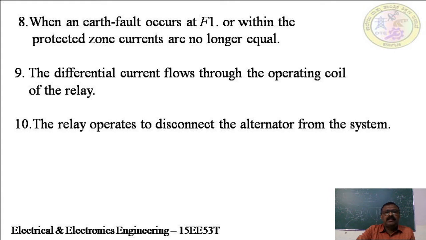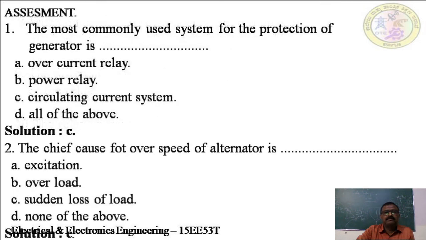Next, when an earth fault occurs at F1, where F1 is within the protected zone, now the currents entering and leaving are no longer equal. The differential current flows through the relay operating coil. Whenever the differential current flows through the relay operating coil, the relay operates to disconnect the alternator from the system.